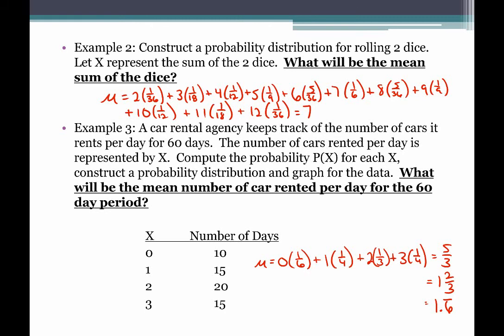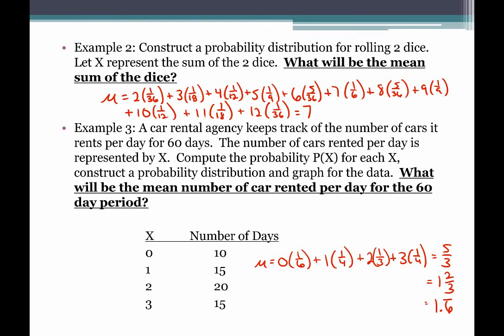Here's the question I always get, though. Aside from the fact of, hey, Miss Golly, you didn't simplify right. Hey, we got that fixed. Now, the question I always get is, wait, Miss Golly, how can I have 1 2/3 of a car? Our first 2 we did worked out perfect. 1 heads, a sum of 7. It worked out perfect.